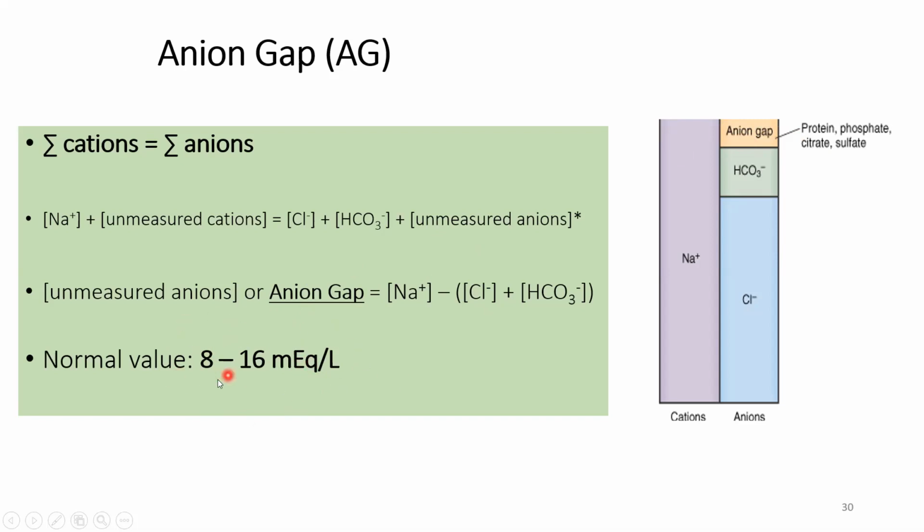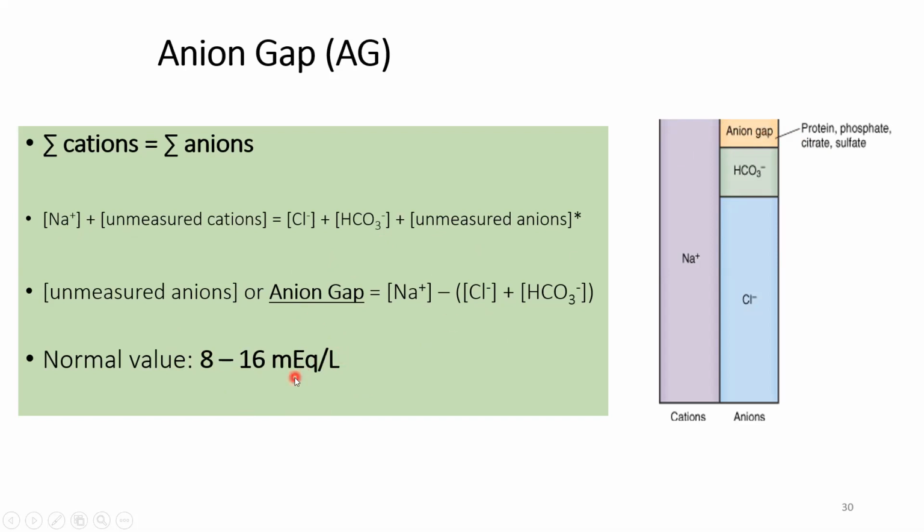So it's 8 to 16 milliequivalents per liter, with the rest of everything being known, i.e. sodium, chloride, and bicarb, all of them are known. The unknown obviously is 8 to 16 milliequivalents, and this is that anion gap. This is this portion of the whole scenario.